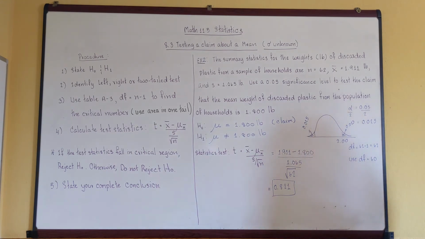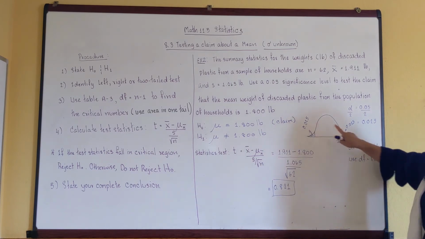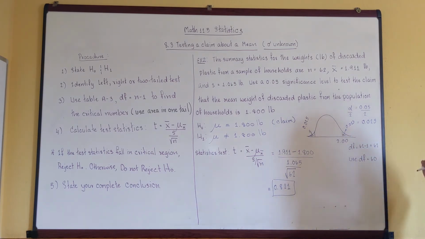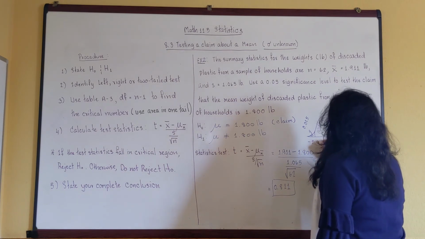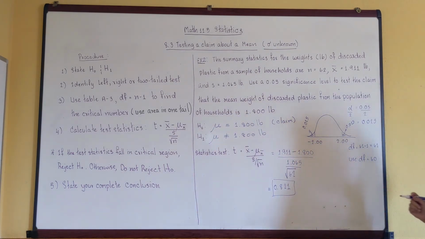Table A3 gives you the shaded area to the right. However, the area to the left is the same as the area to the right. So you have the same critical number, but on the left it's going to be negative 2.00 because of symmetry.